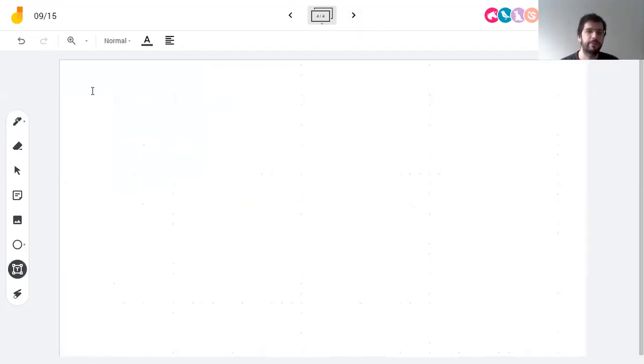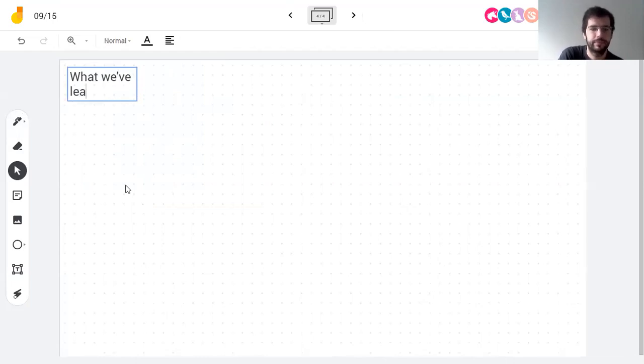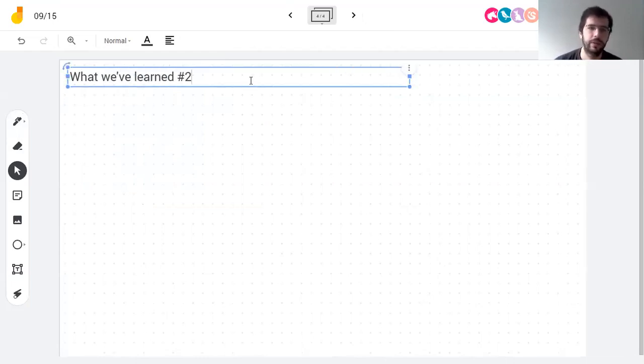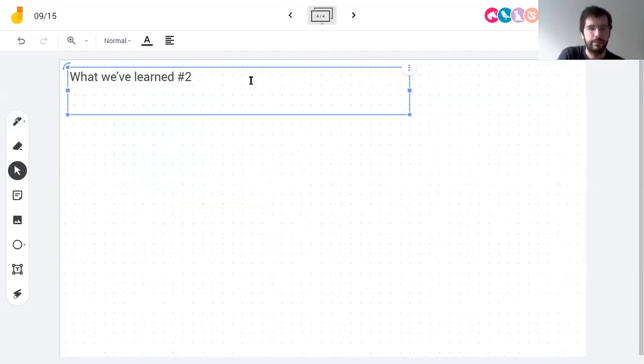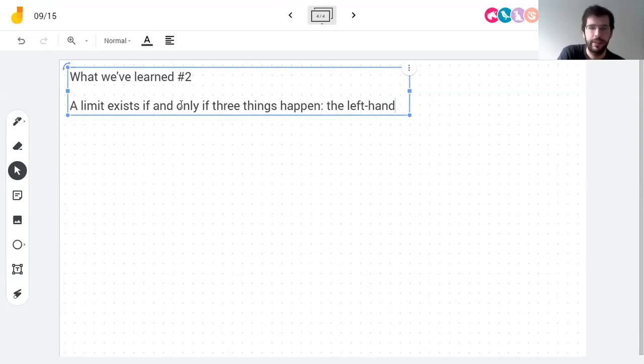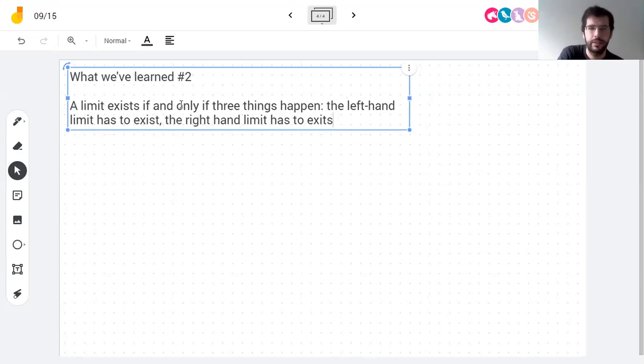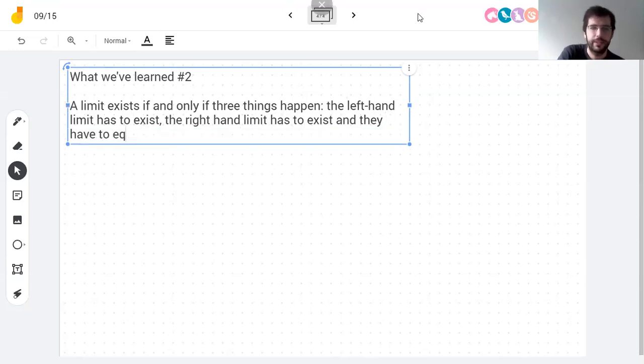Next thing, this is even more important. A thing that I've been hinting at a lot: for a limit to exist, a limit exists if and only if three things happen. The left-hand limit has to exist, the right-hand limit has to exist, and they have to be the same. Yeah, exactly. So that's three things: one has to exist, the other has to exist, and they have to equal each other.